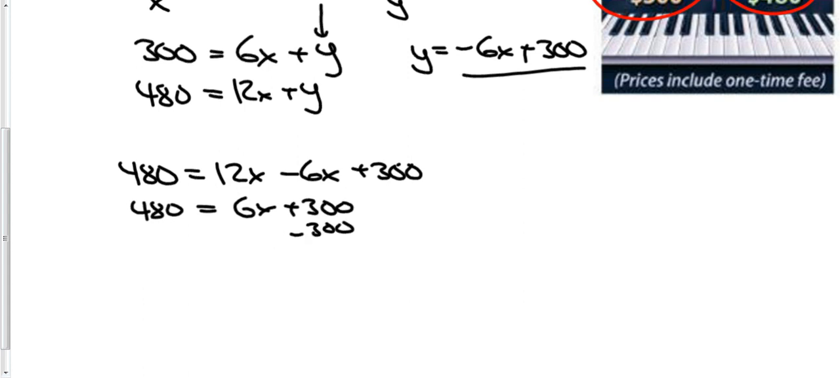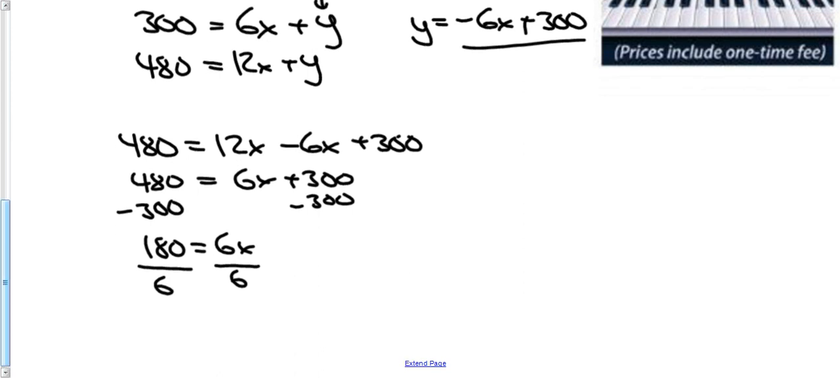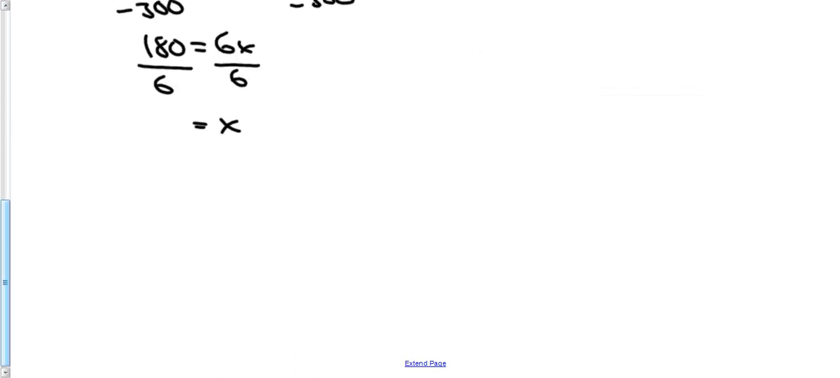Subtract 300 from both sides to get x by itself. So we have 180 is equal to 6x. Divide by 6, and we get that x is equal to 30. So x is equal to 30.